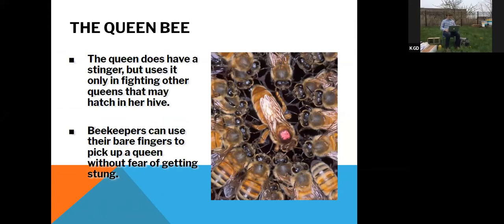The queen does have a stinger, but she only uses it when she is battling another queen. If a hive has 2 queen cells, then the existing queen, or whoever hatches out first, will try and kill off that other cell. So there's a domination here: generally speaking, the queen only wants to have 1 queen in the hive.